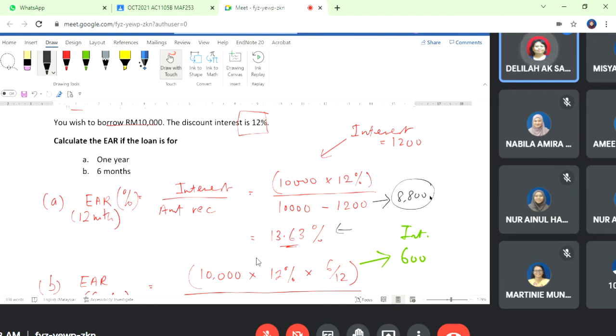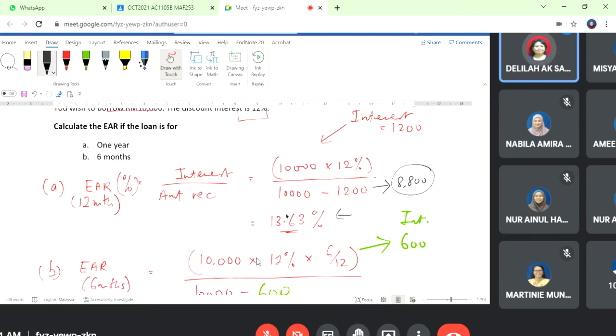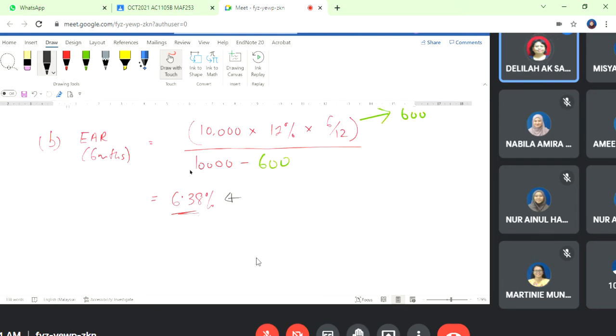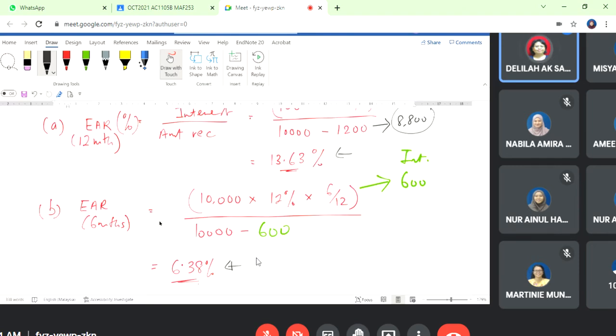So if the amount that you're receiving is less, but the interest is 1,200, obviously that's going to increase your effective rate of borrowing. It is not 2%, it is actually higher. So whether you're borrowing for 1 year, or for 6 months or 3 months, the effective rate is going to be more than the interest charged by the bank. Okay, in other words, it's actually more expensive for you to take a discount interest loan.